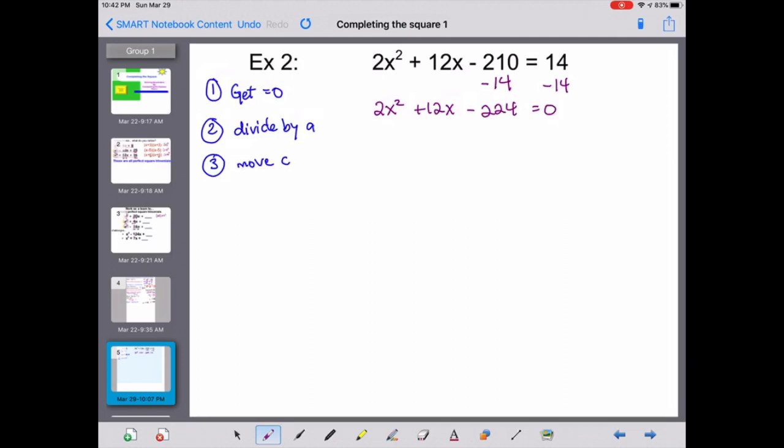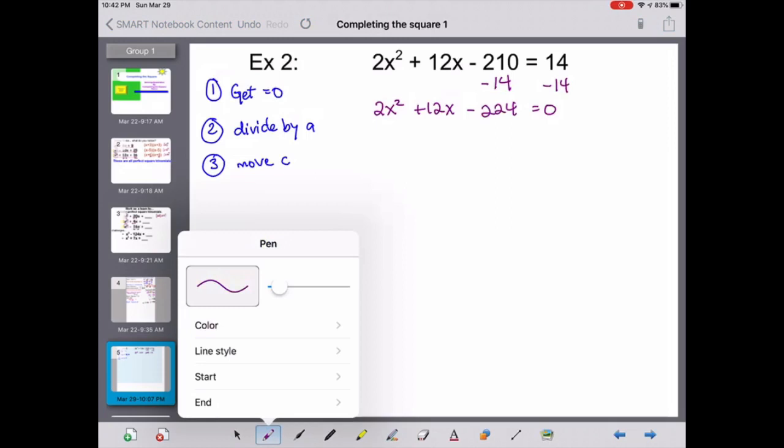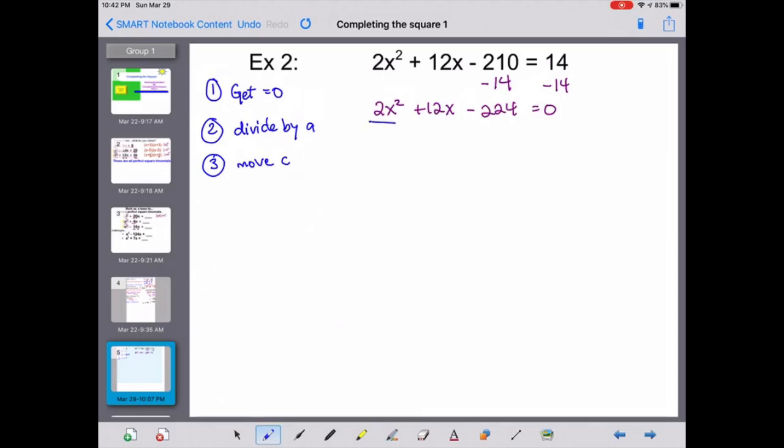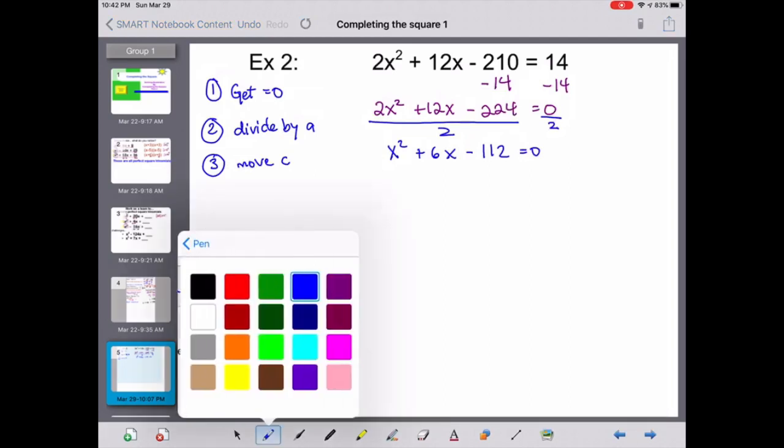Now, second step, I divide by a. So I wrote the steps here in really short term. So my a is the number in front of the x squared, and in this case, that's 2. So I'm going to divide everything by 2. Whatever you do to one side, do to the other. And you end up with x squared plus 6x minus, I'm going to use my calculator, 112 equals 0. Awesome.